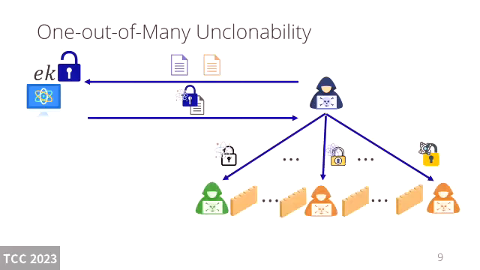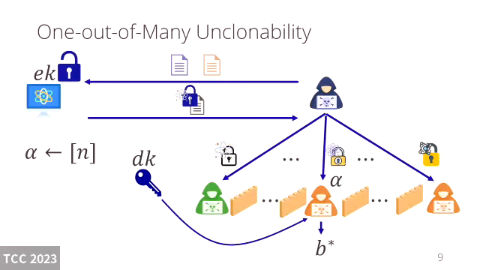But adversary 0 now generates a quantum state over any registers and sends each state to each adversary of the next stage. And the challenger now randomly chooses alpha from 1 to n, and sends the decryption key only to adversary alpha, not all adversaries, only alpha. And this adversary alpha outputs a guess B star.